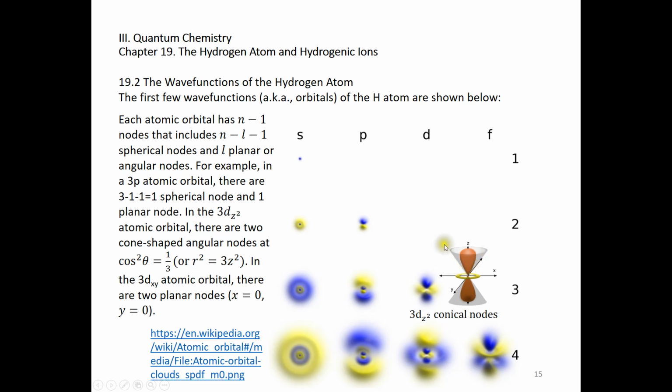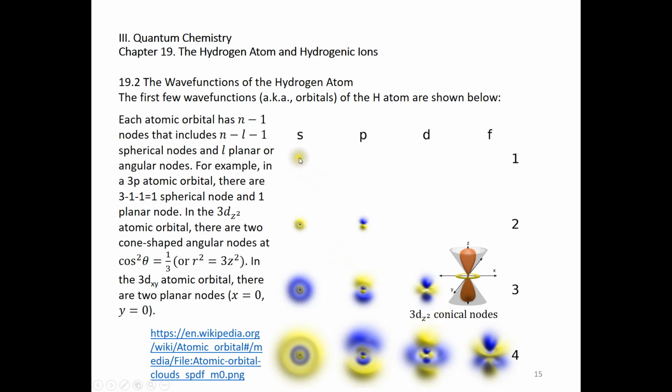So that's why you have a cone with a constant theta. And over here you have another cone with a constant theta. Because cosine theta can be ± the square root of 1 over 3, you have two cones as the nodal surface of this 3d z squared.